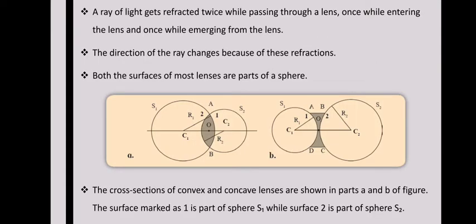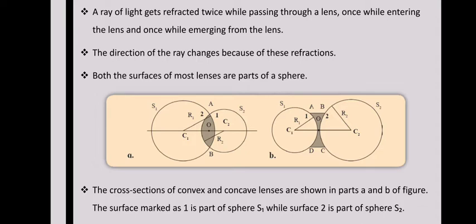Now, a ray of light gets refracted twice while passing through a lens, once while entering the lens and once while emerging from the lens. Why will this happen? Because of the change in media. We have already studied this in refraction of light, correct? Because refraction is taking place, the direction of the ray will change, correct?